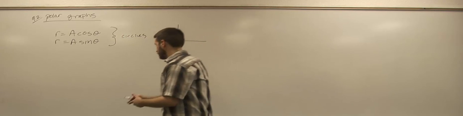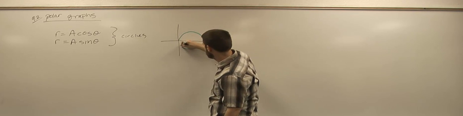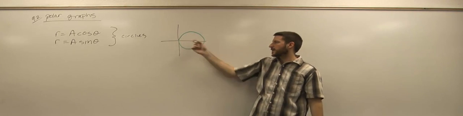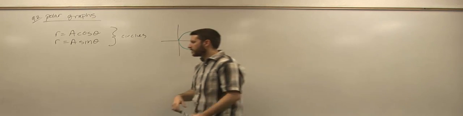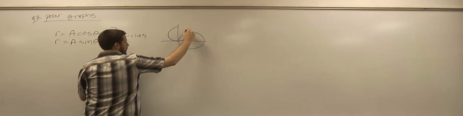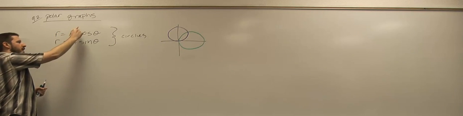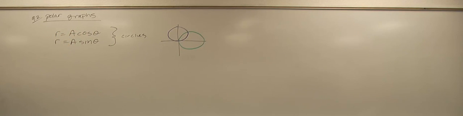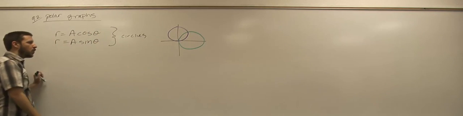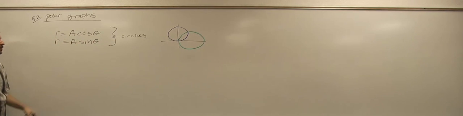They look like this, depending on whether it's sine or cosine. We graphed one that looked like this. Cosine is always going to have a diameter on the x-axis, and sine is always going to have a diameter on the y-axis. So if you see this format where it's just a number times cosine or a number times sine, you know you're going to be getting a circle. Recognizing that allows you to graph fewer points. If you don't know what shape you're expecting, you're going to have to plot a lot more points. But if you do know the shape you expect, you can do a little less work.